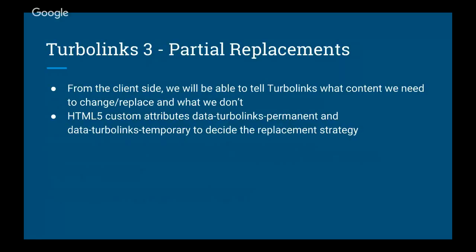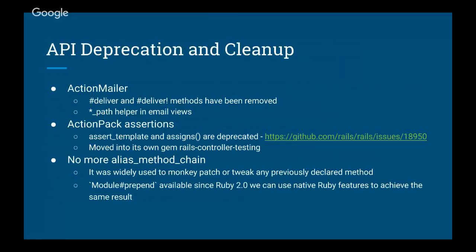That's about Turbolinks 3. Those are the additional features that came up. Now, these are the API deprecations that came up. In Action Mailer, they actually removed two methods, deliver! and deliver_later!. I'm not too sure exactly what functionality was provided by deliver and deliver later. They said they removed it, and the underscore path helper was also removed.